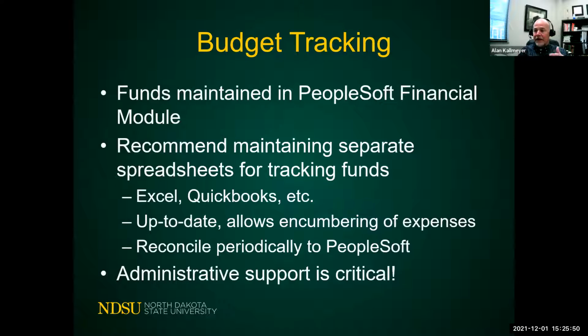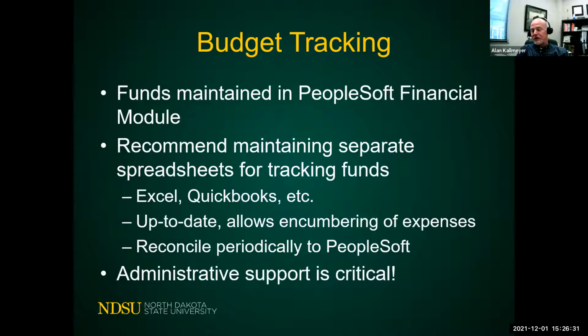But that is because that allows us to be more consistent and up to date. So we know exactly how much money we've got available, as opposed to going into PeopleSoft where there's a lag, right? And using our Excel books, we can encumber expenses out through the whole year that we know we're going to incur. And so it gives us a much more real-time, up-to-date tracking process for where we're at. And then periodically, our staff will go back into PeopleSoft and reconcile. So we make sure that what our local books are showing is the same as what PeopleSoft is showing.